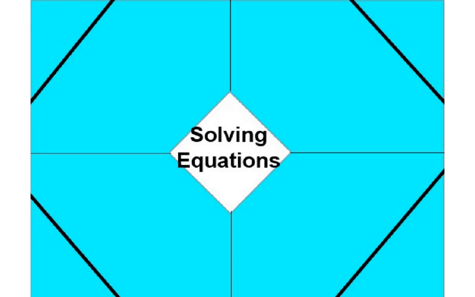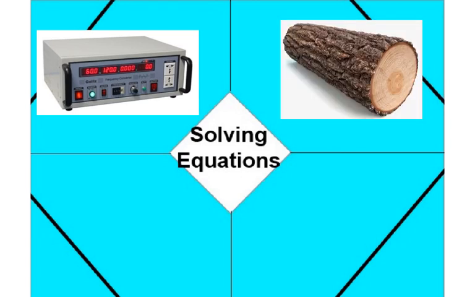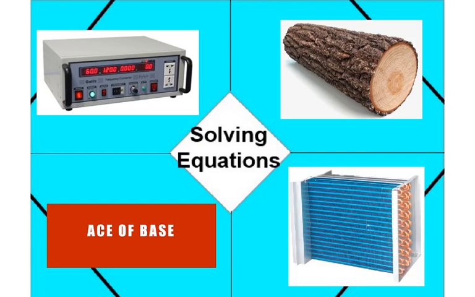Agent number 1, you're going to need our equation converter. Agent number 2, you'll need to slap it with a log. Agent number 3, get out the ace of base. Agent number 4, bring along your equation condenser. Are all algebra agents ready? Yes, sir. Then ready, set, solve.